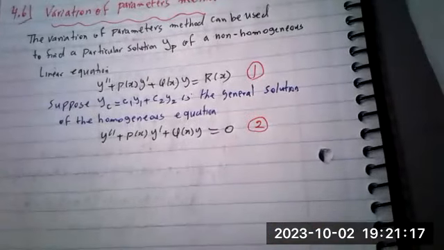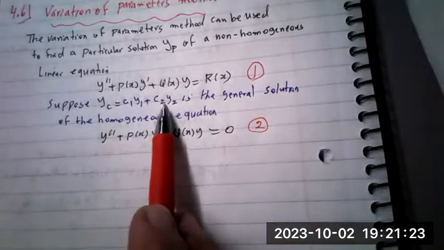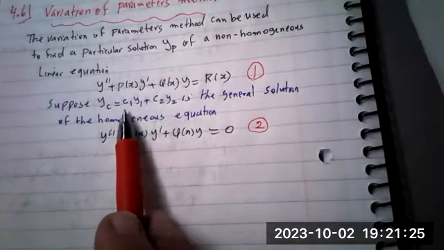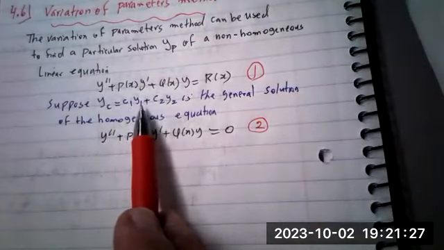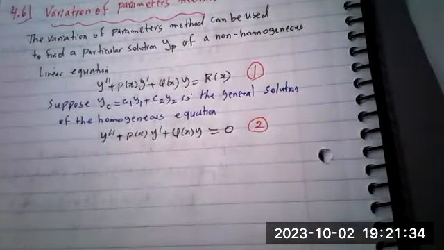Now, you see why we call this method variation of the parameter: you see these two parameters here, C1 and C2. What we would like to do is change this C1 and C2 into two functions. We call them U1 and U2. And we force the result to be our YP. That's going to be the method that we're going to do.